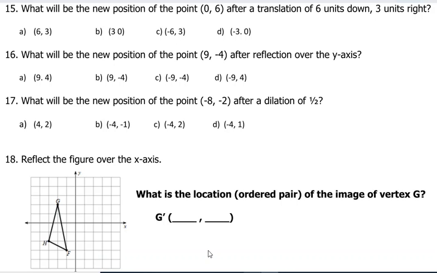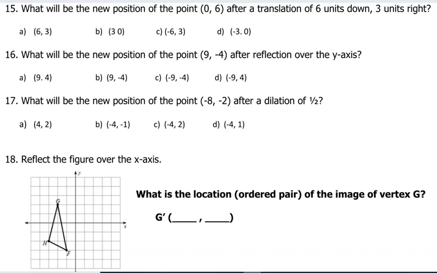Our units 4-5 study guide. This will be at least problems 15 through 18, but we'll probably get all of our problems done on this one. So we're looking at number 15. It says, what will be the new position of this point, (0, 6), after a translation of 6 units down and 3 units to the right?